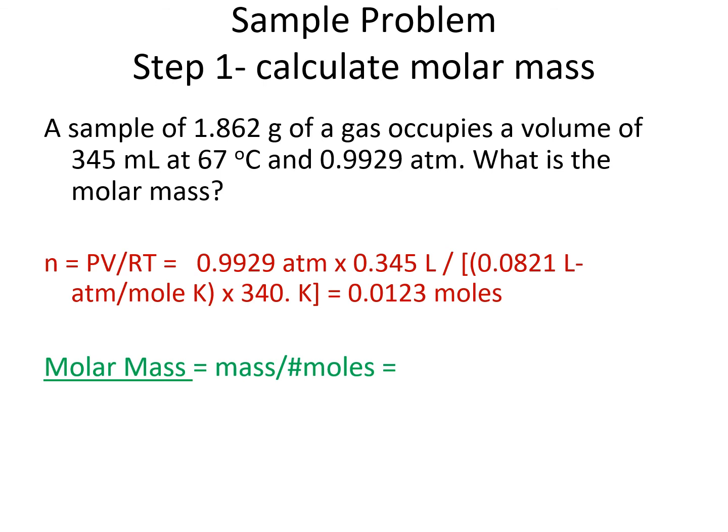Next, to find the molar mass, remember that it is mass divided by moles. So we can take our 1.862 grams, divide it by our number of moles, and now we have our molar mass, which is 151 grams per mole. So that's how you do the calculations for this lab.